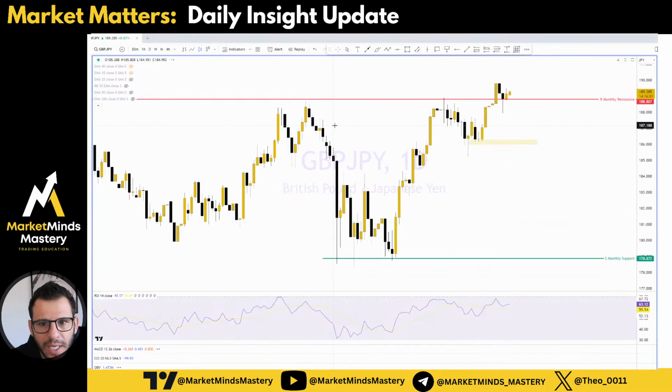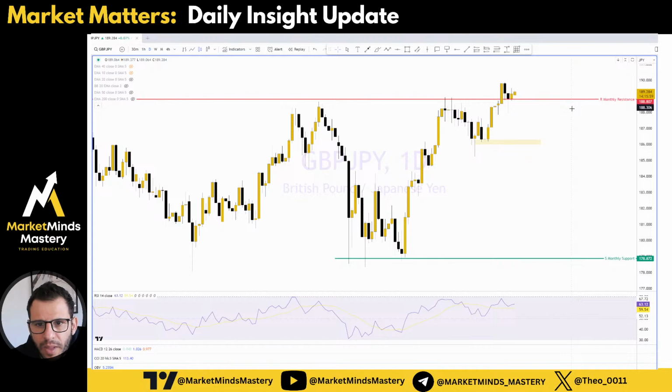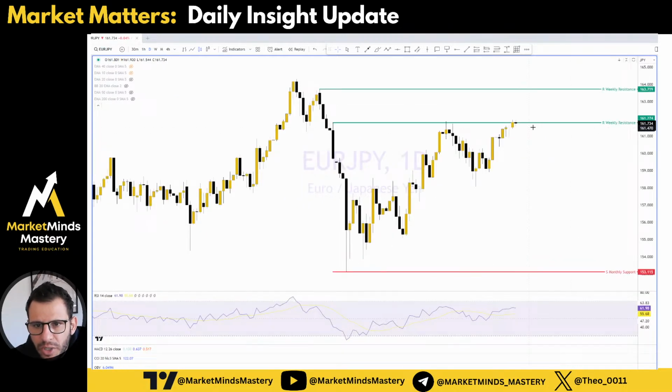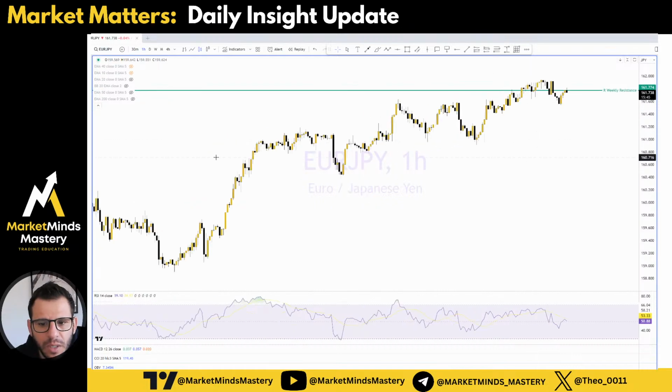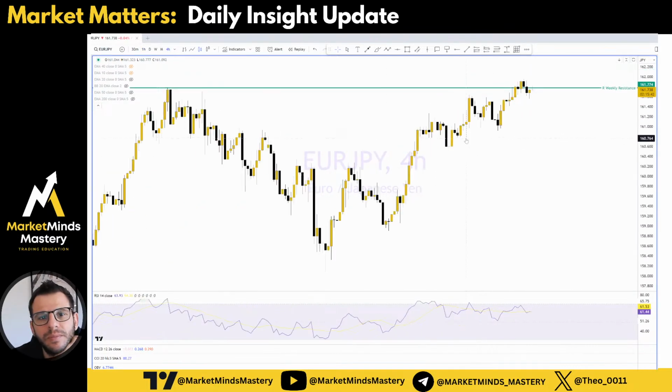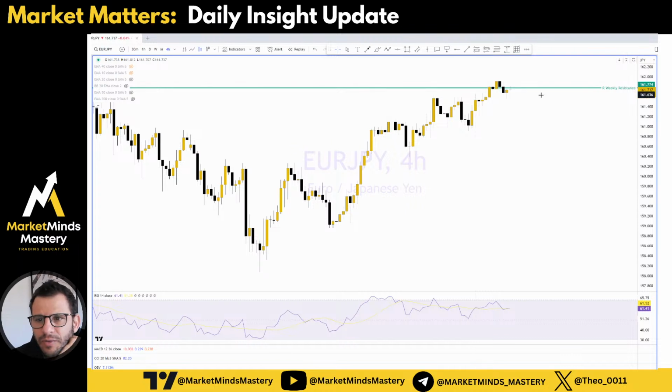Pound JPY on the daily chart, nothing pretty much here. Euro JPY around this area of resistance. Let's see the hourly time frame. It created this bearish engulfing here. The price touched this weekly resistance here, guys, but it didn't move lower, and that's the issue with this one. We want to see price at resistance melt down.